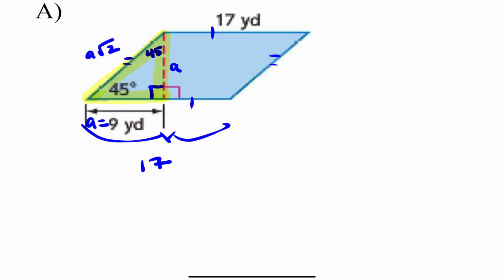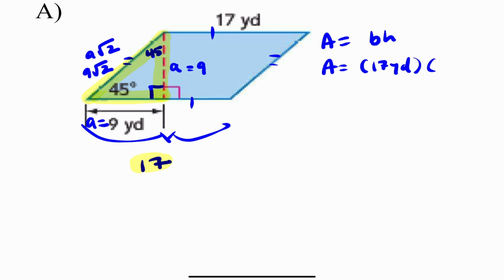So that means that A has to be 9, and then this side length here has to be 9 root 2. But I only need, because I'm only finding the area of this parallelogram here, A is equal to base times the height. This is the base. It's 17 yards, right? This whole thing here is 17 yards. So A equals 17 yards times the height, which is just 9 yards.